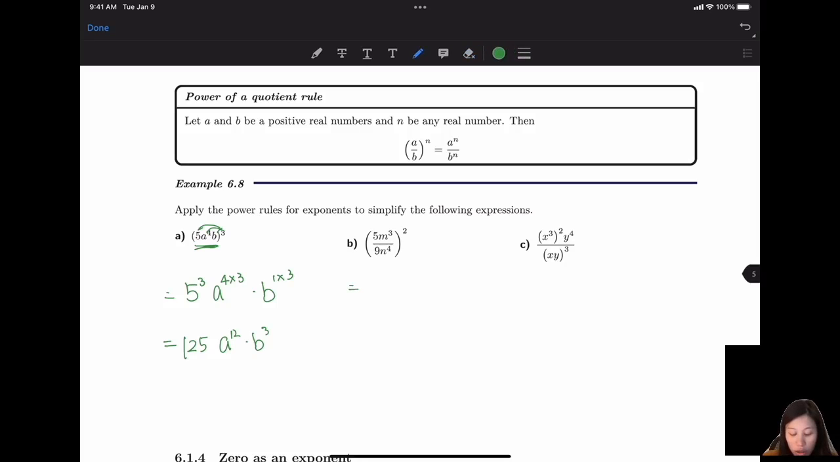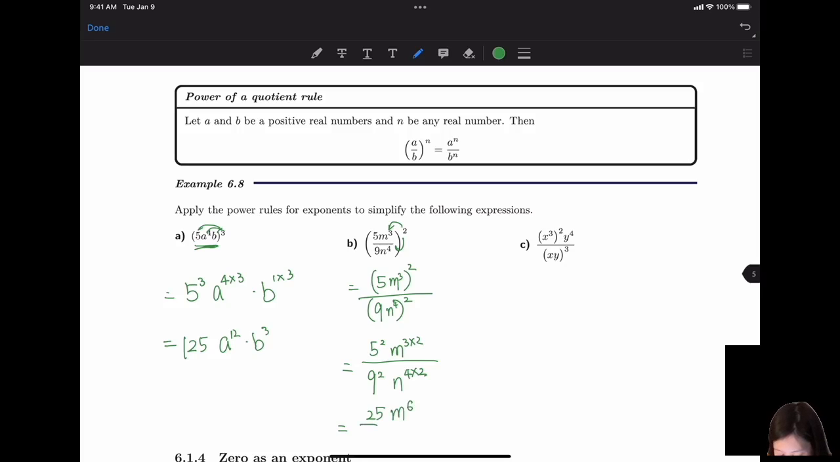In here, you distribute the 2 on the denominator and the numerator. So I have 5 m to the third squared over 9 n to the 4th, and then raised to the 2nd power. Now we distribute the 2 inside: we have 5 squared, m to the 3 times 2, over 9 squared, n to the 4 times 2, which is equal to 25 m to the 6th power over 81 n to the 8th power.